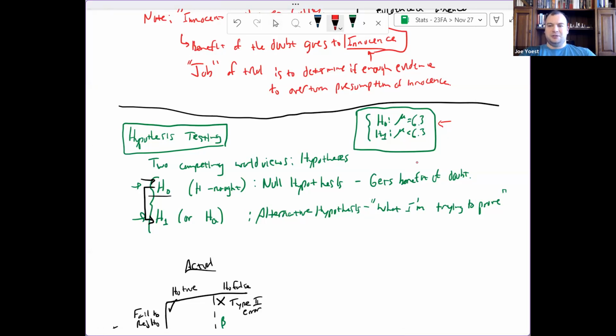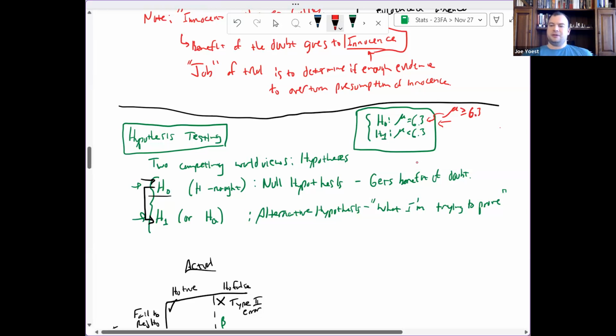Now you might look at this and say, well, wait, my null is mu equals 6.3, my alternative is mu less than 6.3. What if mu was like 7 or 8 or 9? Well, this mu equals 6.3 is really kind of a shorthand, in a sense, for mu bigger than or equal to 6.3. We'll see why we state the null the way that we do here in a little bit.